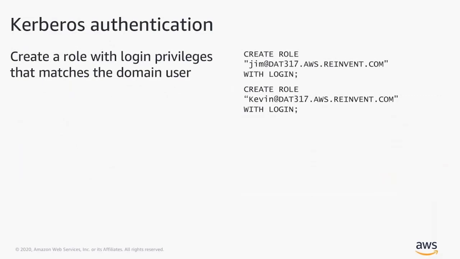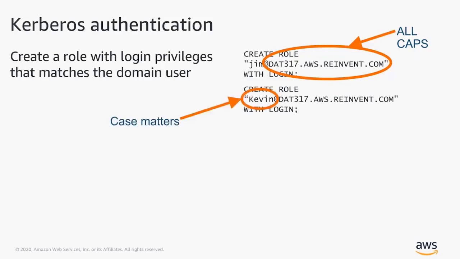Then you'll need to add users by linking users in Active Directory to Postgres users. So we'll create a role, one that matches our Active Directory user, such as Jim at dat317.aws.reinvent.com. But keep in mind that when you're creating that role, the domain name has to be in all caps. And for the username, the case actually matters. So if you created a username with a capital K for Kevin, you have to do it the same way here.